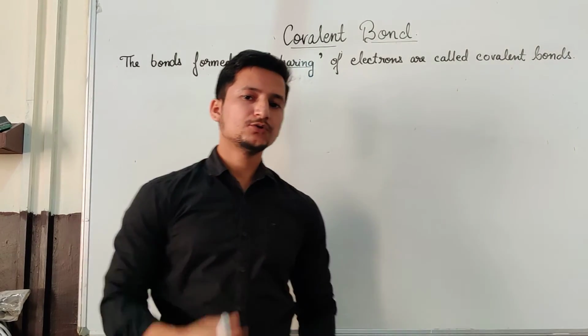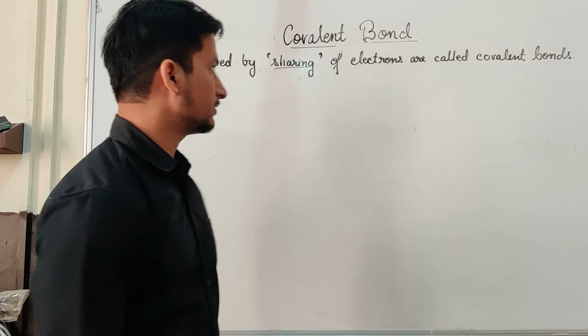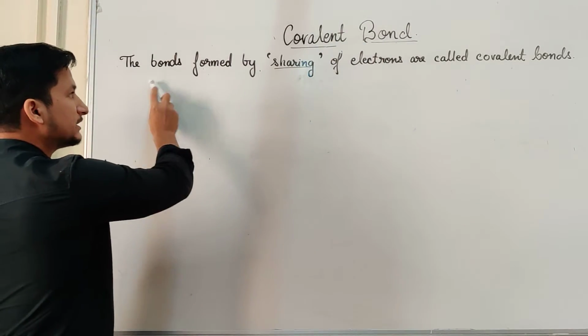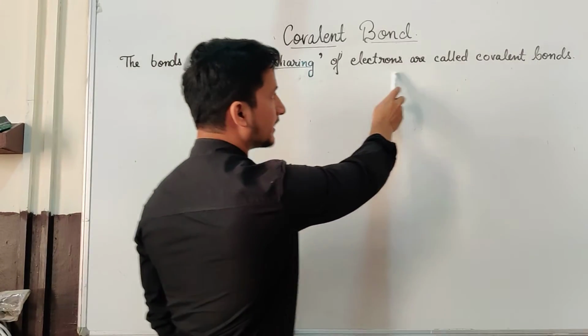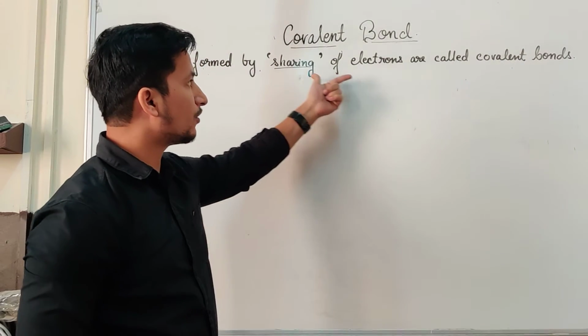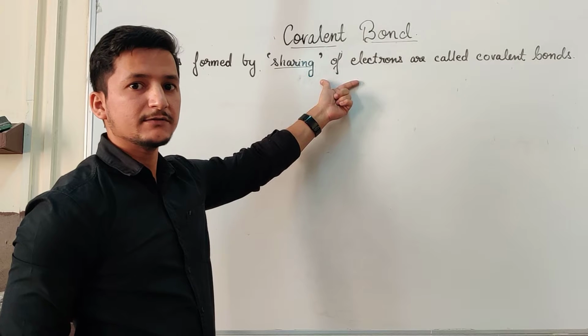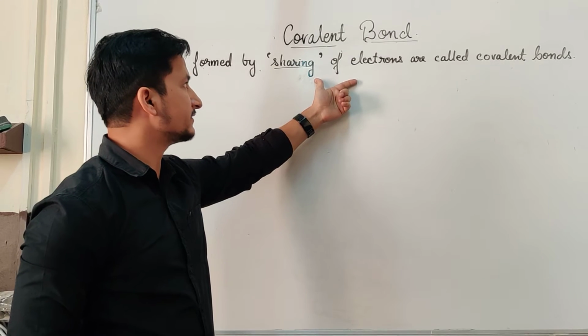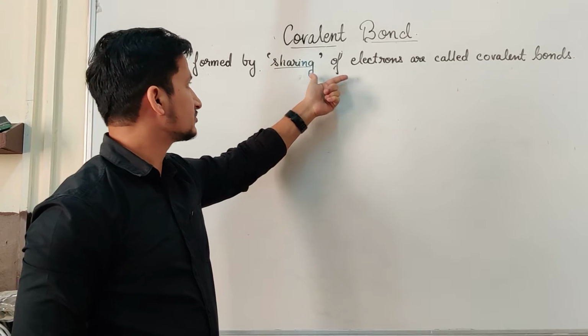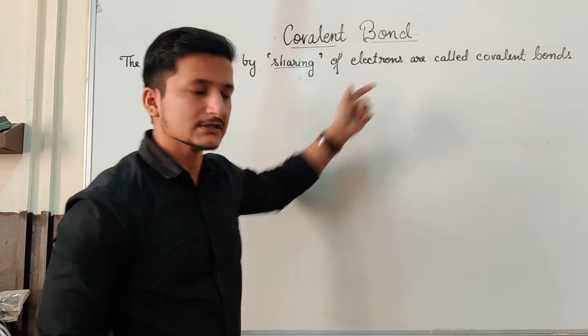Hello students, today we will study about covalent bond. So what are covalent bonds? The bonds formed by sharing of electrons are called covalent bonds. So here look, sharing of electrons. It means that the atoms which are involved in bond formation, each and every atom should share their electrons.